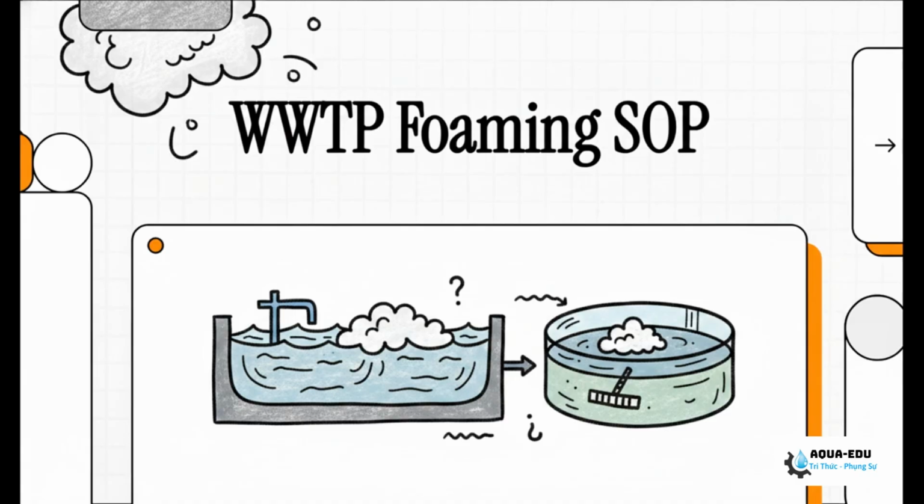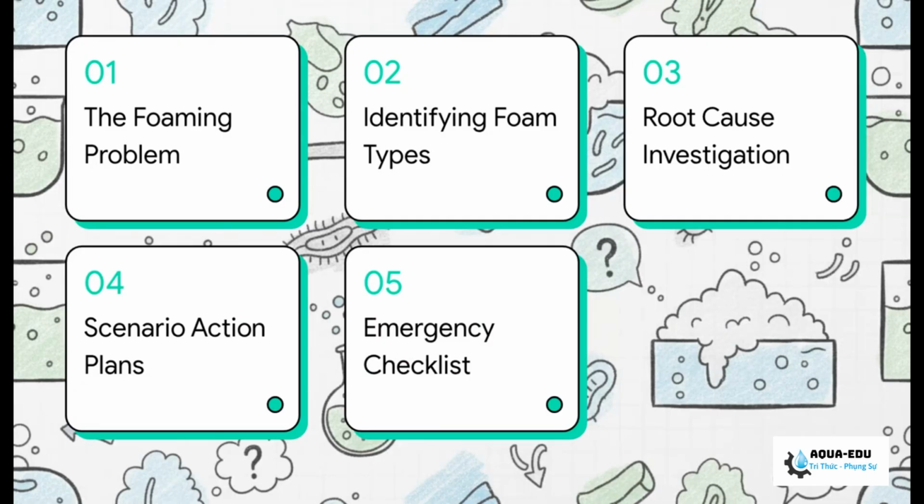Step by step, nice and slow. So here's our quick roadmap for today. We'll start with the foaming problem itself, move into identifying different foam types, investigate the root causes, lay out specific scenario action plans, and finally, wrap up with an emergency checklist.